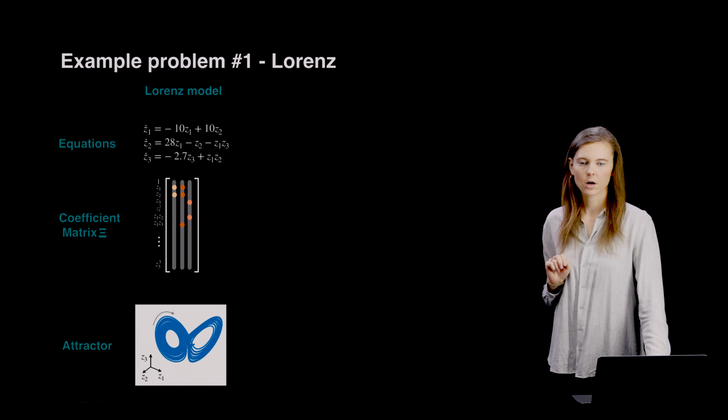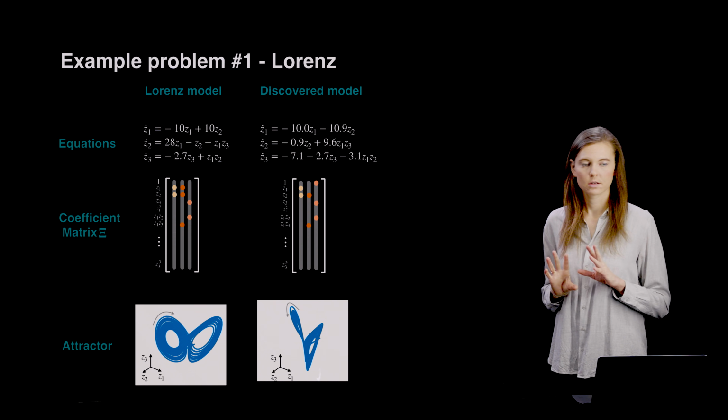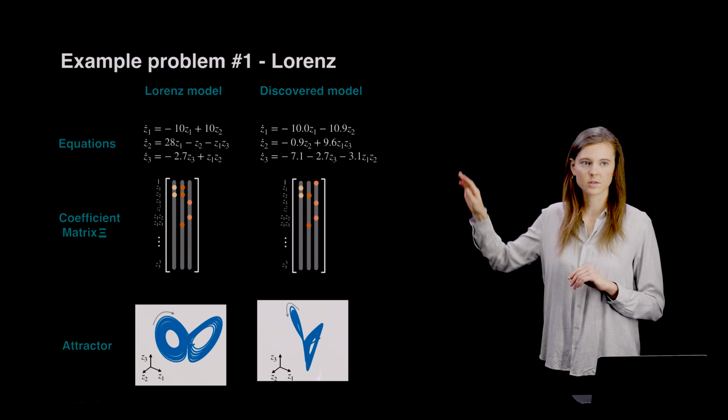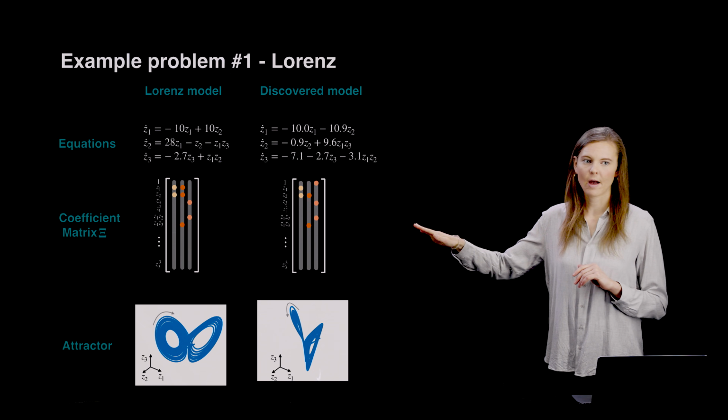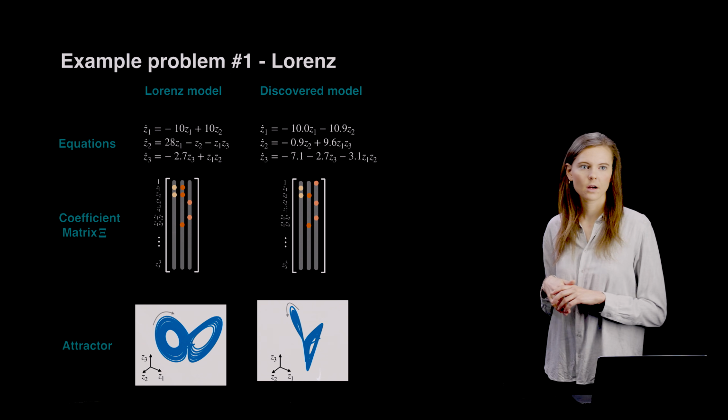When we use our combined SINDy autoencoder, this is the model that the training procedure finds. These are the equations again up top. This is the sparsity pattern from SINDy, and then this is the attractor. So a few things I'll point out here.